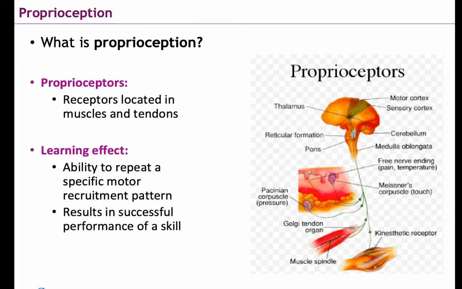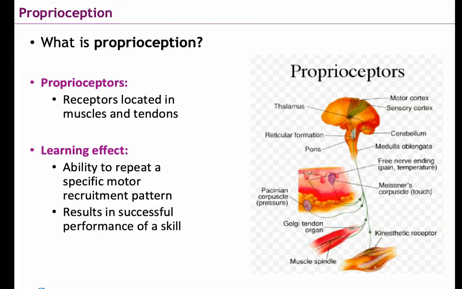But what does this allow for? The learning effect, which I just kind of explained. It's the ability to repeat a specific motor recruitment pattern, which results in successful performance of a skill. So this is important, especially when we are learning new skills. This keeps the central nervous system constantly informed as the body is learning a new movement subconsciously. So it allows the learning effect. It's basically when we repeat a skill over and over again and we're repeating it correctly, it's kind of integrated into these proprioceptors. So we're able to just learn it and perform it.